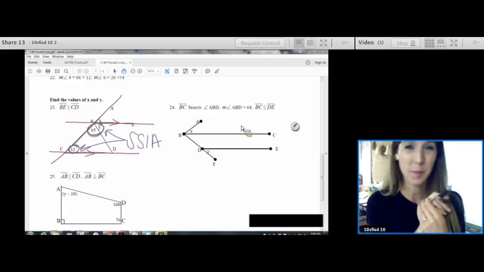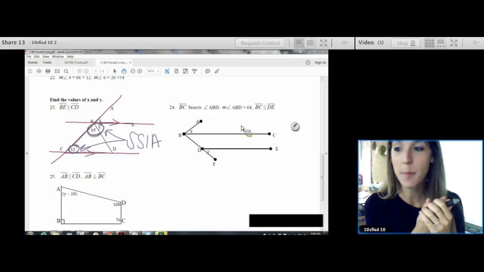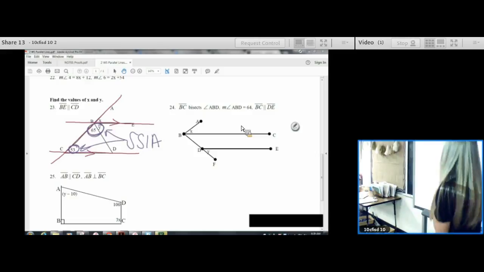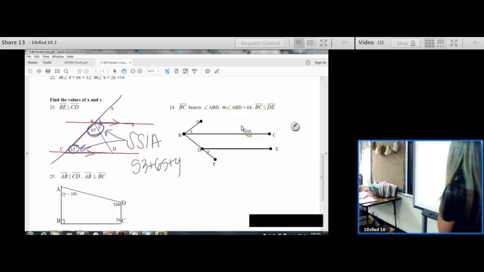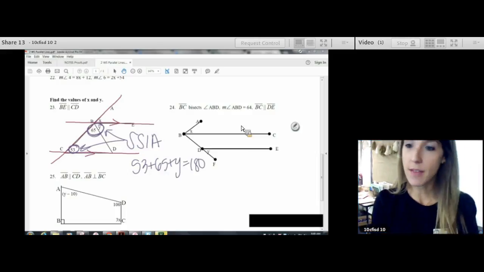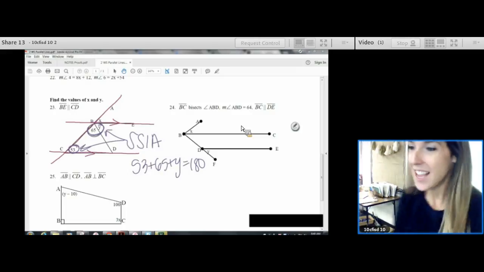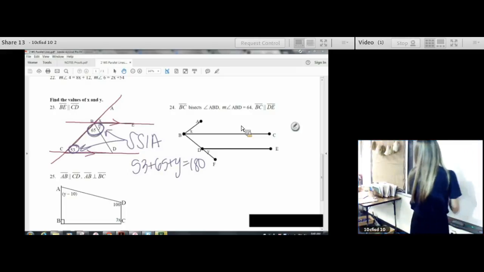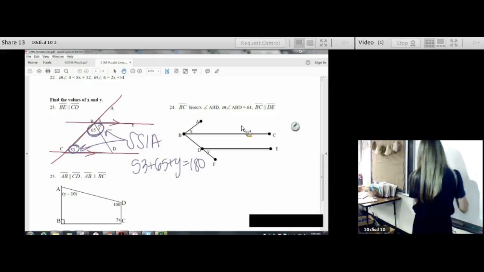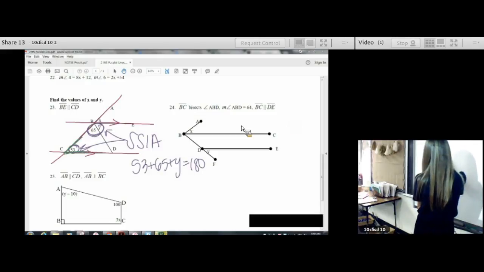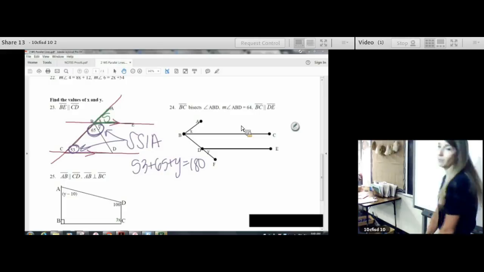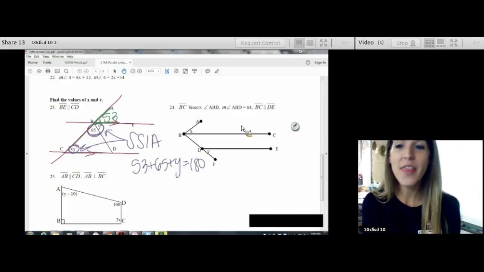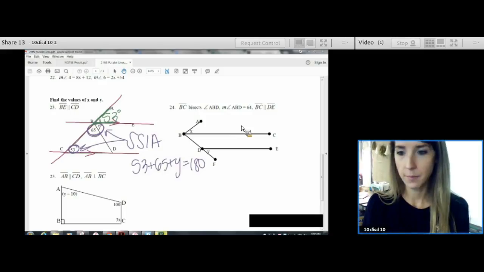We know that if our lines are parallel, same side interior angles are supplementary. So we know all of those angles, 53 plus 65 plus y, should equal 180. So that's how you solve that one. And then to find x is just corresponding. So if I take 53 and then move it up here, it fits perfectly in x's spot. Those are corresponding angles. And we learned that if lines are parallel, then corresponding angles are congruent.